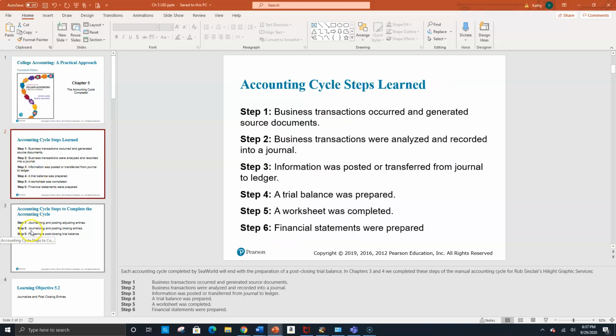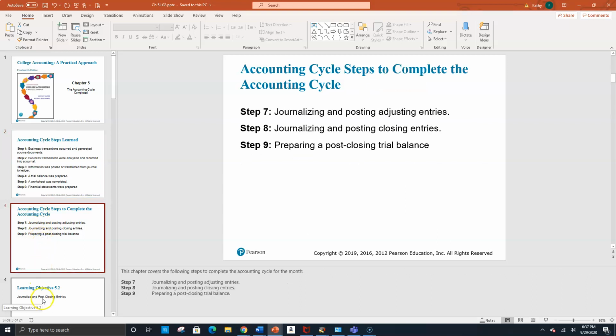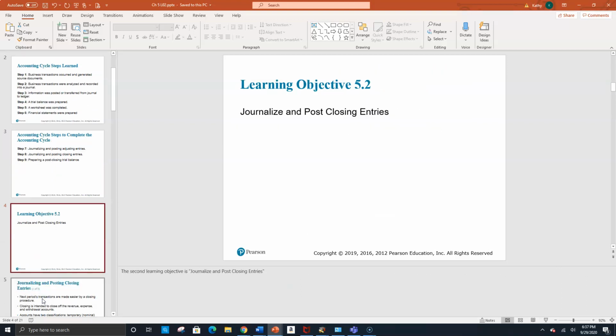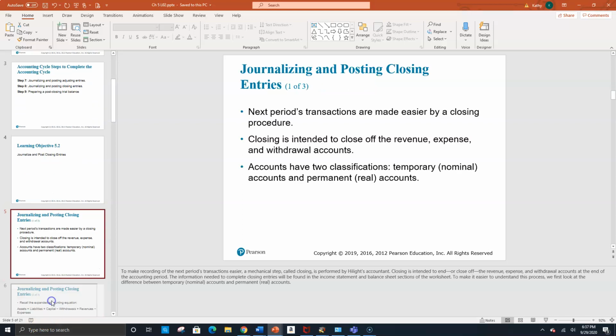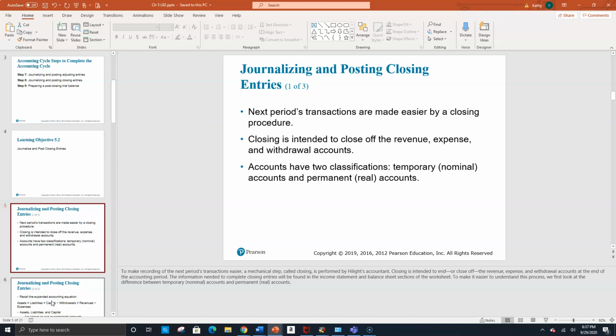Here are the accounting cycle steps that we reviewed in the first learning objective. But moving on to learning objective 5.2, journalize and post journal entries. Journalizing and posting closing entries. Next period's transactions are made easier by a closing procedure. Closing is intended to close off the revenue, expense, and withdrawal accounts.